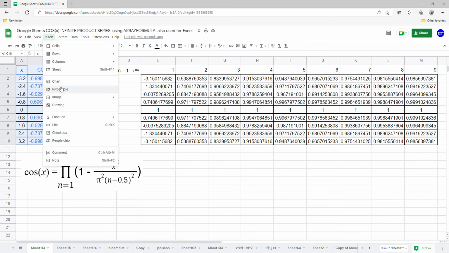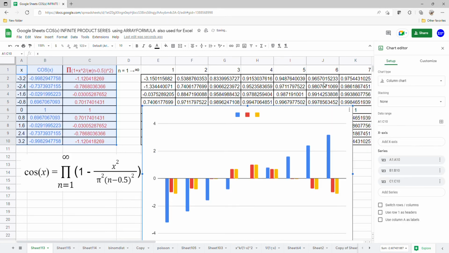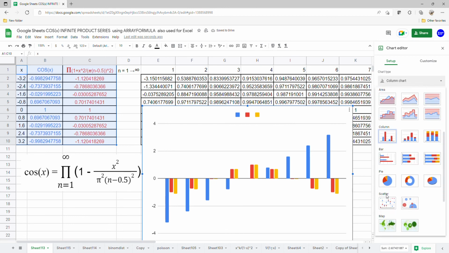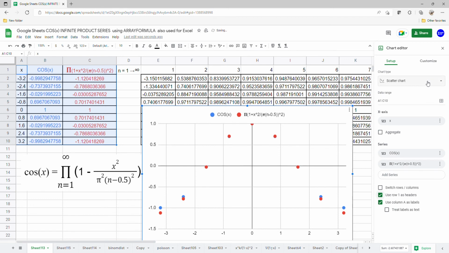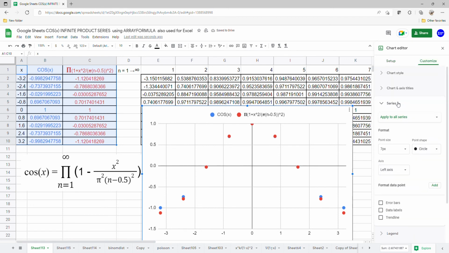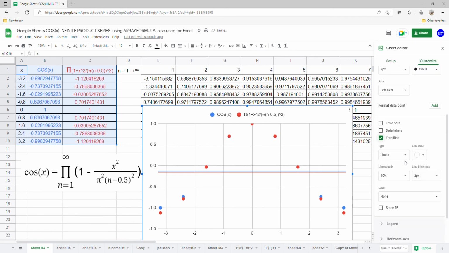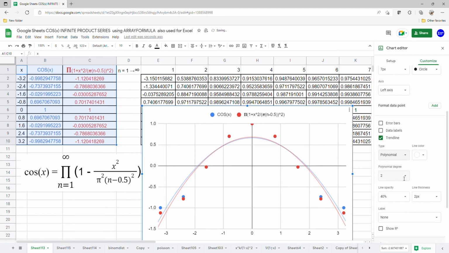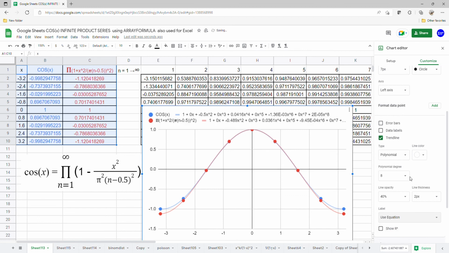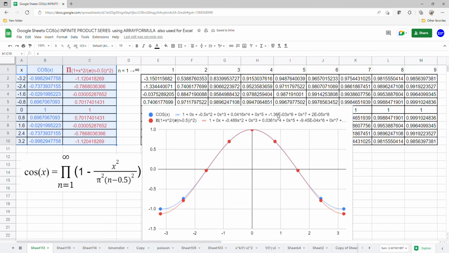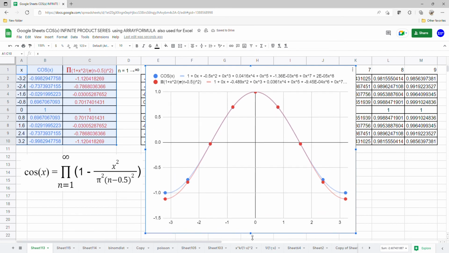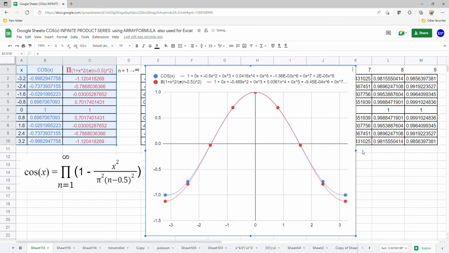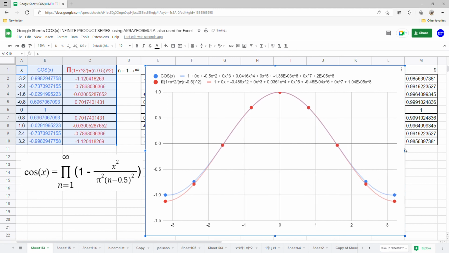Insert chart. And we use scatter chart. Column is label, row 1 is header, and show the trend line under series, trend line, the type, polynomial, the degree, 8 degree. For the legend, use the equation. So here we have the polynomial of the cosine and its infinite series expansion.